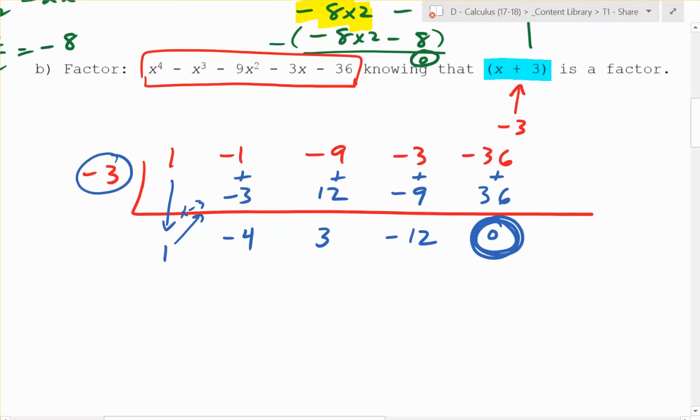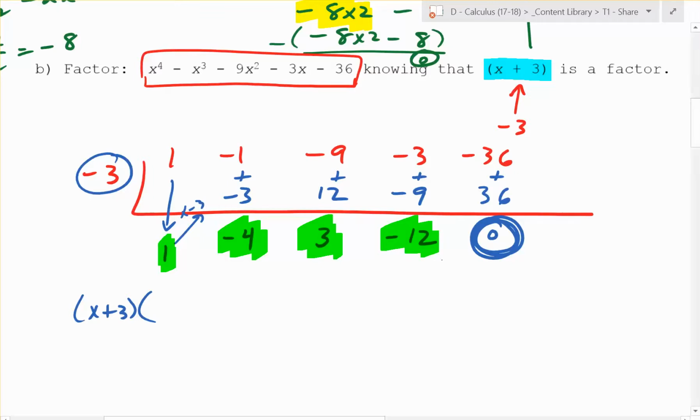The wonderful thing is that now we knew that x plus 3 is a factor. The nice thing about synthetic division is that these terms right here are the coefficients of what remains. So that means you have the constant, the x squared, and the x cubed. So that means you have 1x cubed.